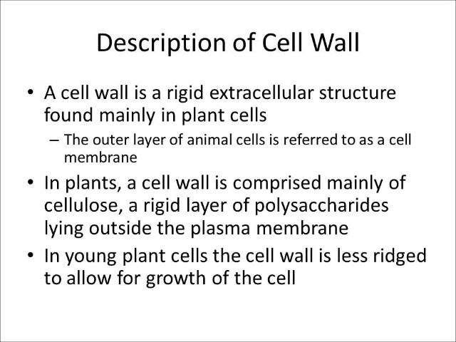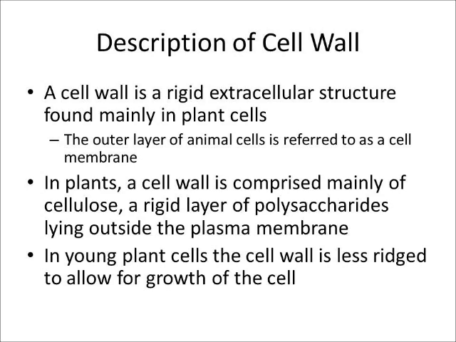Alright, first we're going to talk about the description of the cell wall. A cell wall is a rigid extracellular structure which is found mainly in plant cells. Cell walls can also be found in fungi and bacteria as well. The outer layer of animal cells is referred to as the cell membrane, so animal cells do not contain cell walls. In plants, a cell wall is comprised mainly of cellulose.